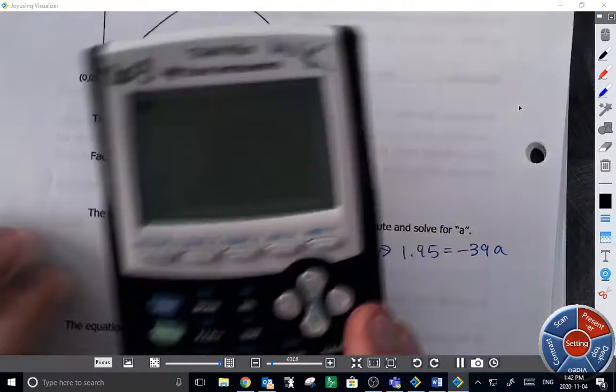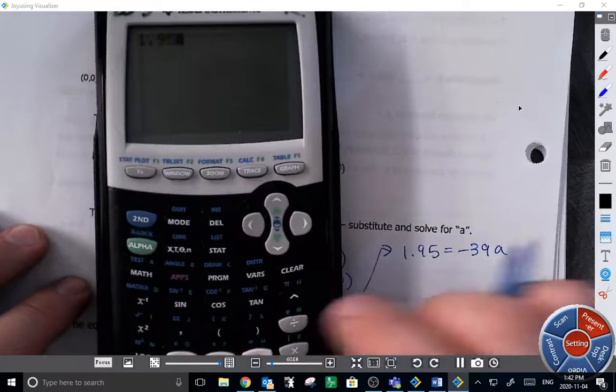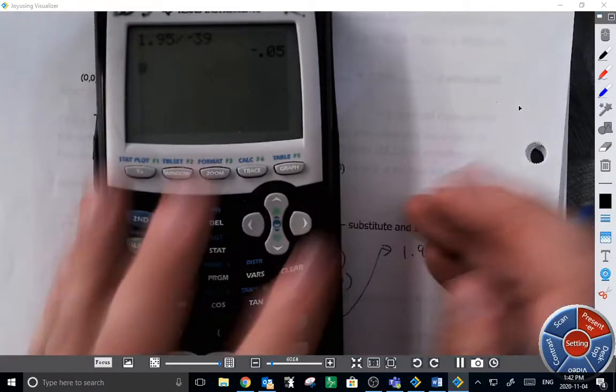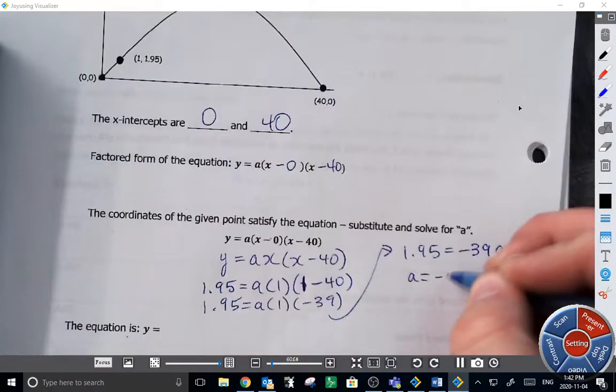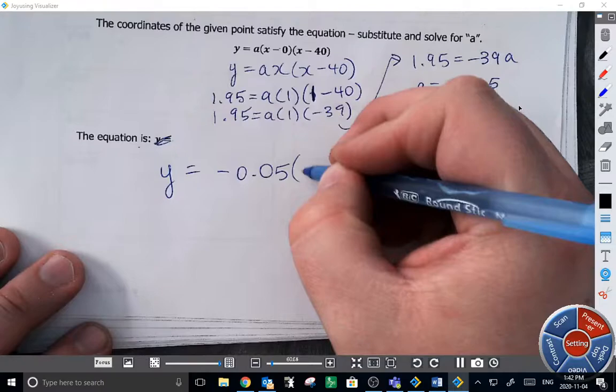If I do the math on this, 1.95 divided by negative 39 is actually negative 0.05. So it is negative 0.05, which is a much tidier decimal than I was using yesterday. So the actual equation is y equals negative 0.05 times x minus 0, and again I'm not going to bother writing x minus 0, times x minus 40, and that'd be the factored form.